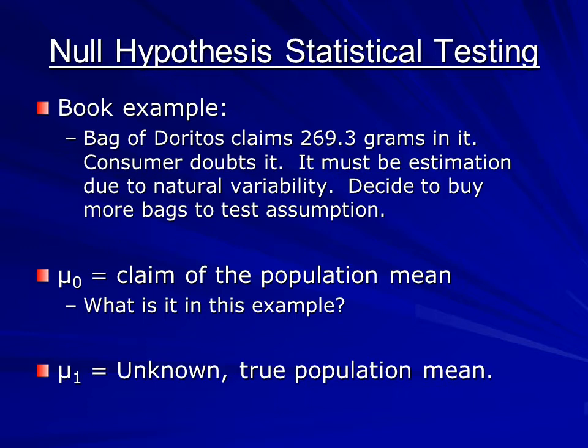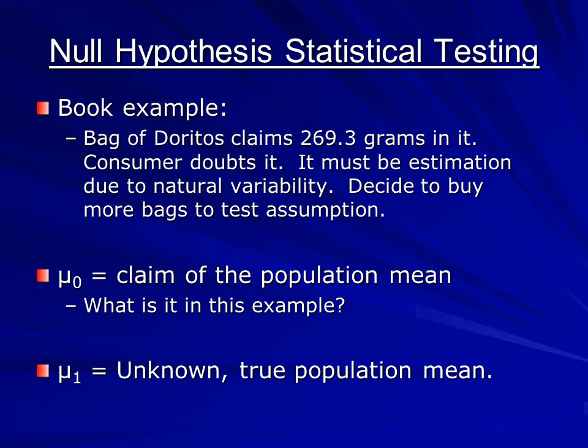So this particular person is saying, no, I believe they probably overestimated on the bag, so that what's in the bag was underestimating. What I need you to be familiar with is, right down here we've got mu sub 0. Mu sub 0 is the claim of the population. So in this example, what does Frito-Lay claim as the population average? What's the mean? Mu sub 1 is the unknown true population.